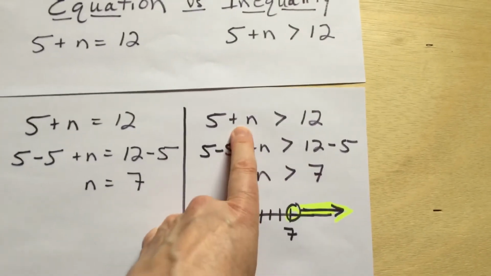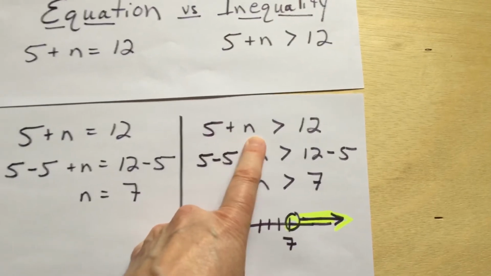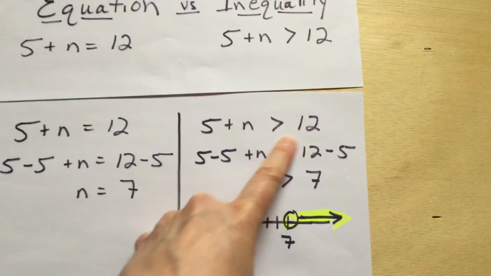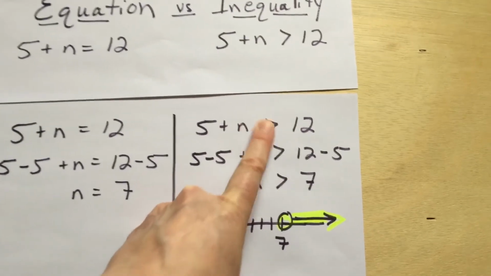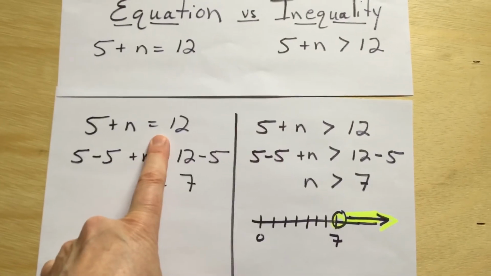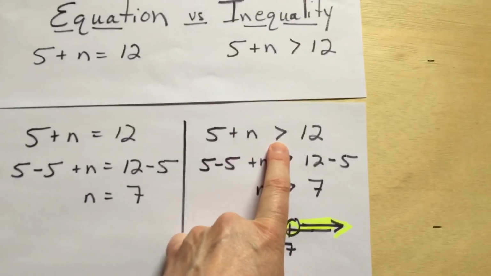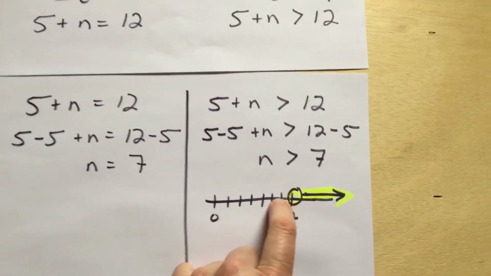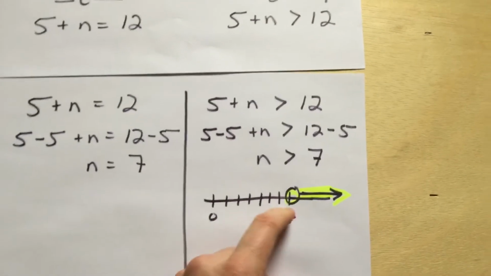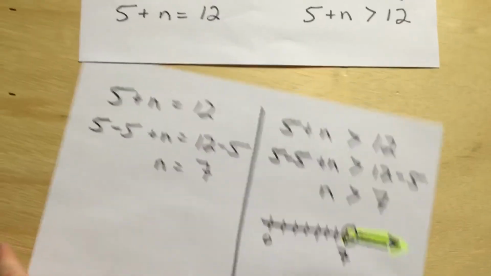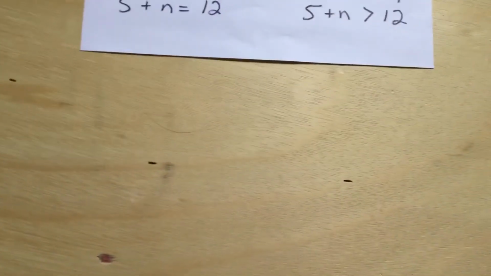If I stuck in 7 here, I said 5 plus 7 is 12. Is 12 greater than 12? No, it's the same. And so that would not work in this problem. It would work in the equality, or the equation, but not in the inequality. So again, you show an open circle so that you don't get that 7 in there, and then you show the arrow going the right direction. Let's take a look at some more.